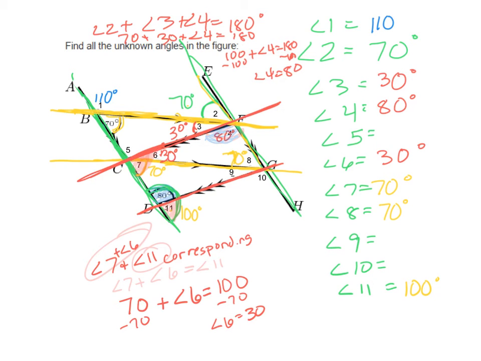I should be able to get angle 5 now. Red, green, and red. I can get it a couple different ways. Probably the easiest way is angle 5 and angle 6 and angle 7 are supplementary. So that means angle 5 plus angle 6 plus angle 7 have to equal 180 degrees. Angle 5, we don't know. Angle 6 is 30. Angle 7 is 70. So angle 5 plus 100 equals 180. Subtract 100 from both sides. Angle 5 equals 80.